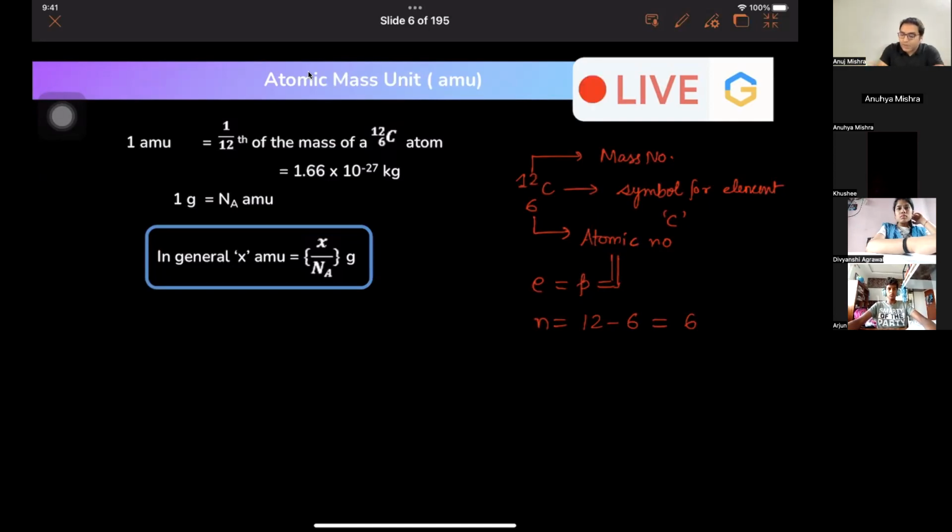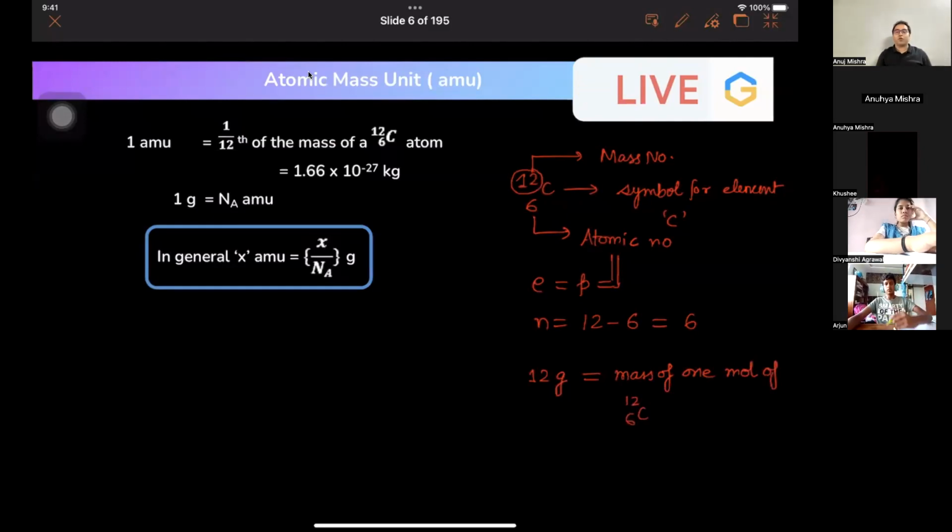So what I'm going to say is, this 12 which is written there, if I write in grams, it is the mass of 1 mole of 6C12. Now read this statement first. Don't be in a hurry. Take your time to understand things and I can explain. The 12 which is written there as mass number, if you write gram, it is the mass of 1 mole of 6C12.